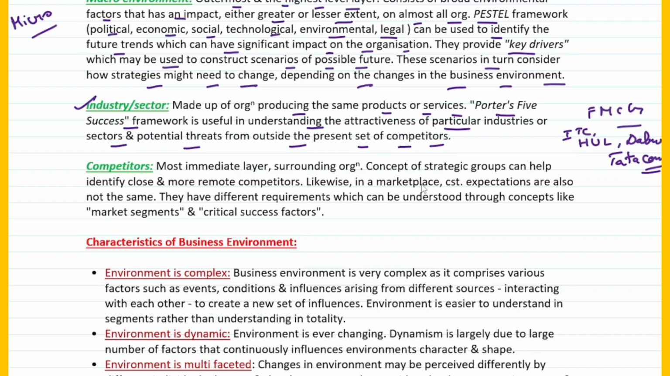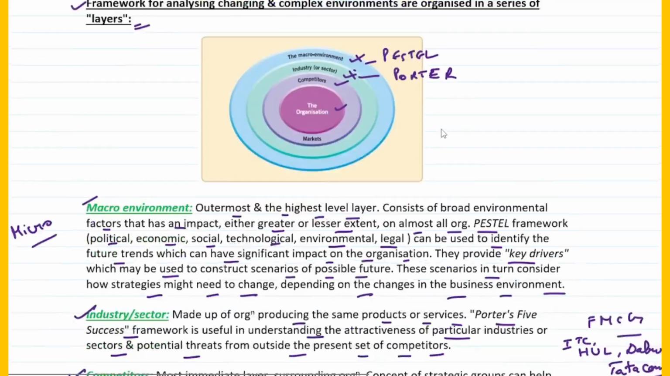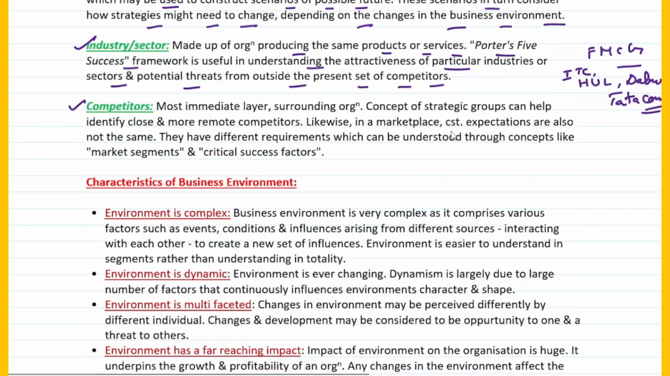Then thirdly, we talk about competitors, right? So first one we saw was macro environment. Macro environment is something wherein we have to remember something called PESTEL, and the second one is industry or sector, where we talk about Porter's 5 forces model, which we will be discussing in detail.